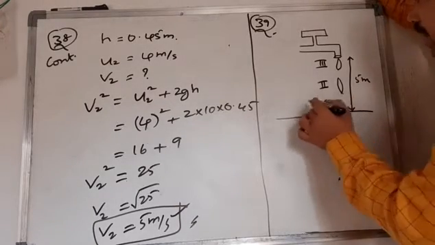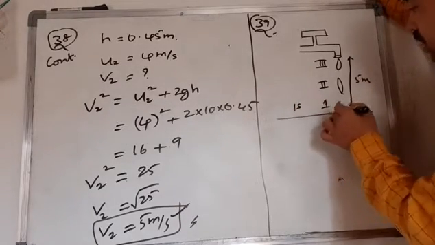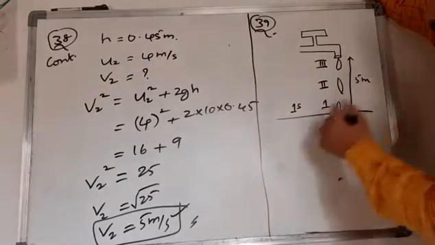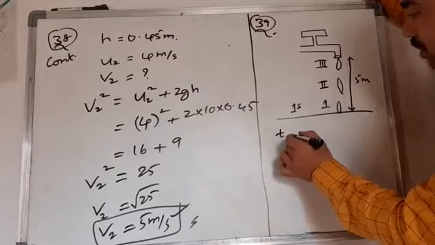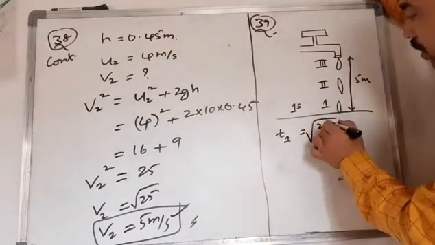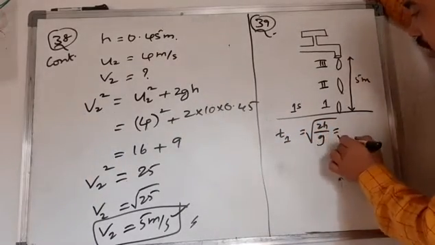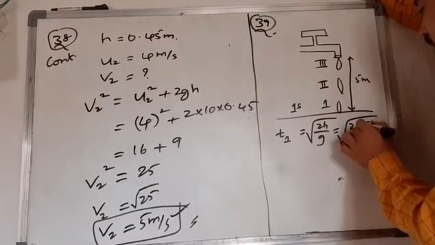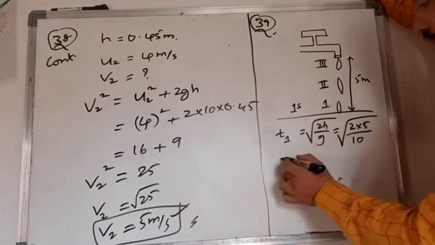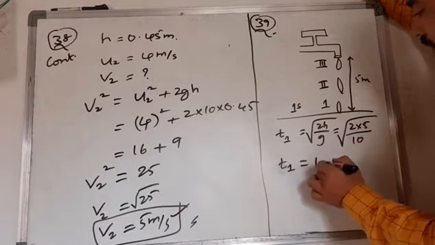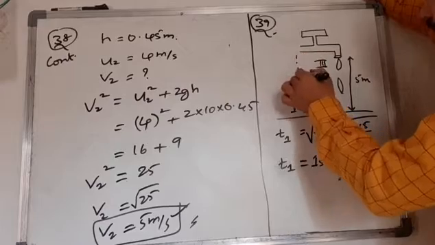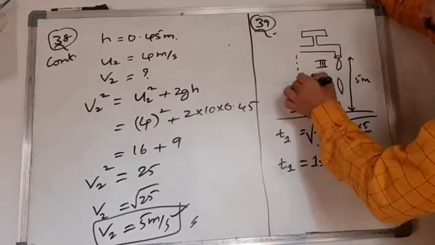The first drop has taken 1 second to reach the ground. How, sir? The time taken by the first drop is equal to under root of 2h by g, that is equal to under root of 2 into 5 by 10. So you will get t1 is equal to 1 second. So it has taken 1 second to reach the ground.